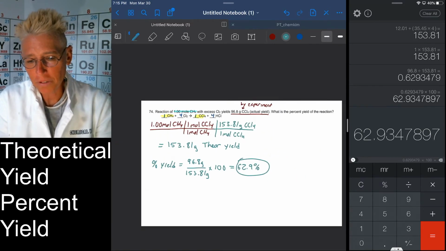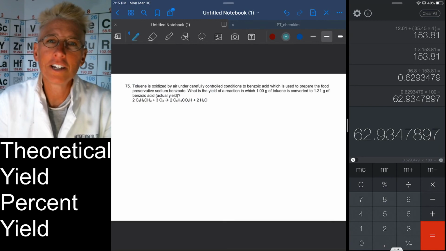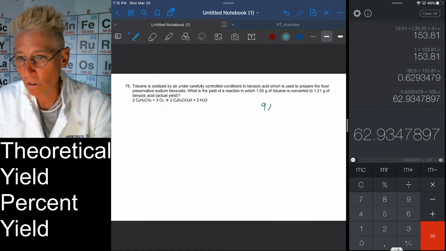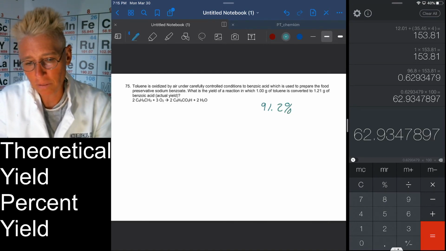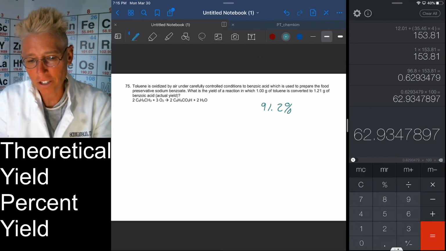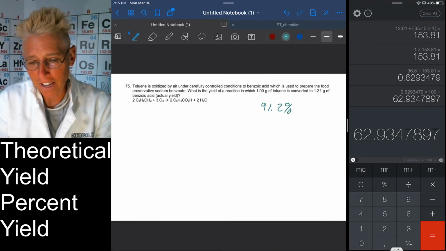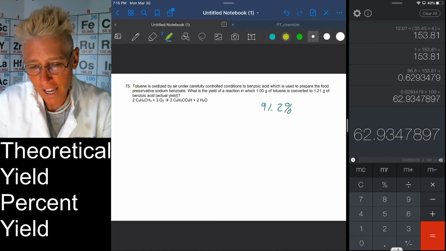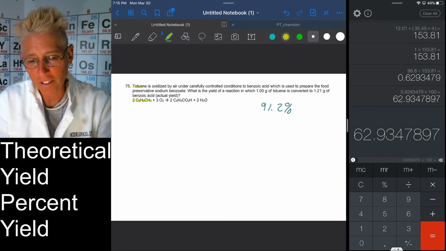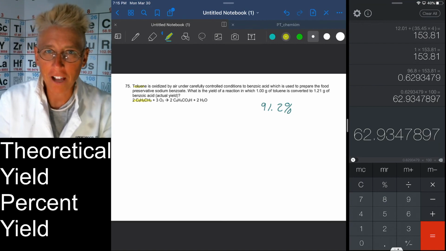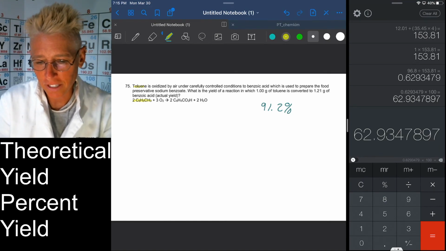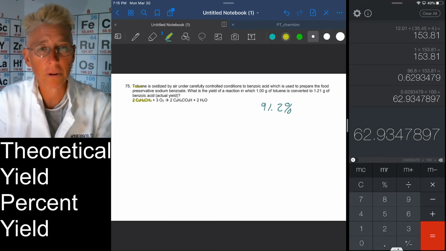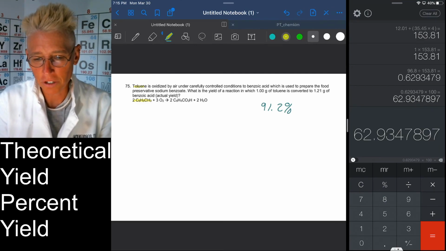So I hope this helps, and I hope you can maybe continue and try number 75. When you tackle number 75, you should end up with a 91.2% for the answer. And just to talk you through it, the equation's already balanced, and it does look a bit complex with a lot of wording. It indicates toluene is oxidized, so here's our toluene, by air, and the oxygen in the air is what's doing the oxidizing, under controlled conditions to benzoic acid, which is used to prepare food preservatives, sodium benzoate.